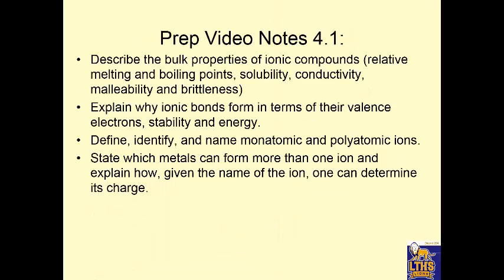All right, finally, 1, 2, 3, 4 bullet points. Make sure you can describe the properties of ionic compounds. You can explain why ionic compounds form. You can identify and name polyatomic ions and monatomic ions. And you can tell which metals can form more than one ion versus which ones always form just one.